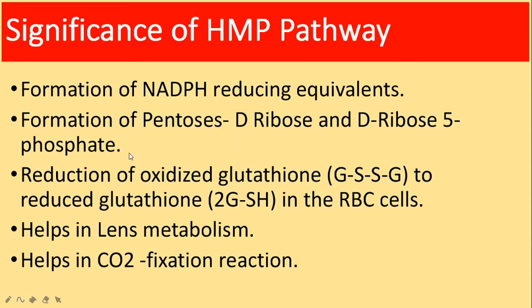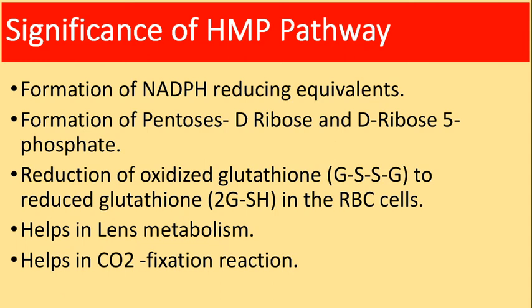Then in the RBC cells, oxidized glutathione is to be converted again into reduced glutathione with the help of the enzyme glutathione reductase. And this is very important to remove H2O2, because H2O2 will decrease the lifespan of the RBC cells by enhancing the rate of oxidation of hemoglobin into methemoglobin. So this oxidized glutathione should be converted into reduced glutathione to remove that excess of H2O2 in the RBC cells.